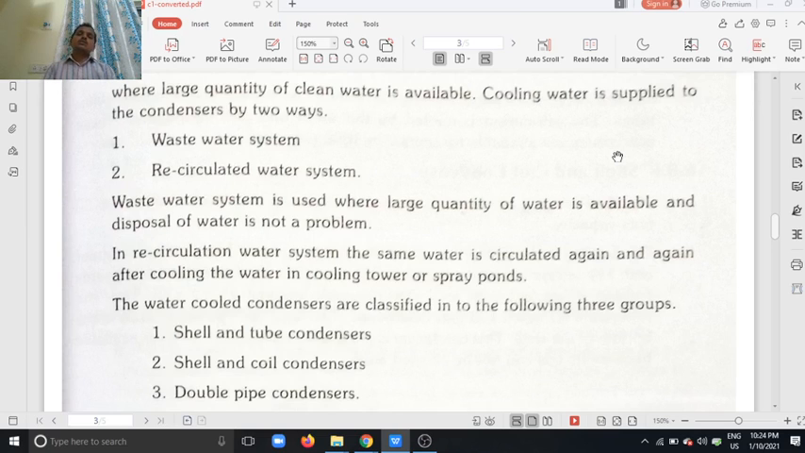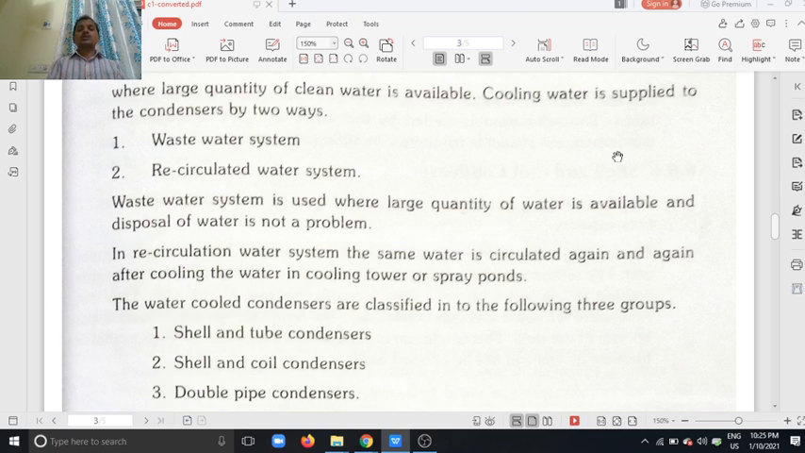The two ways of supplying water are wastewater supply and recirculated water. Wastewater means a large quantity of water is available and the disposal of water is not a problem. So that is the wastewater condenser.